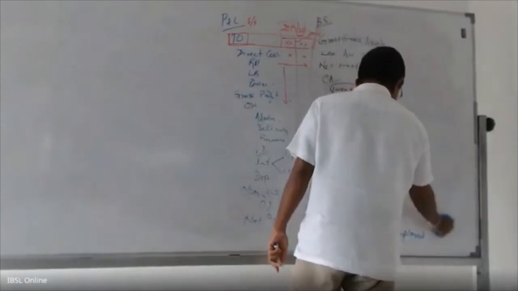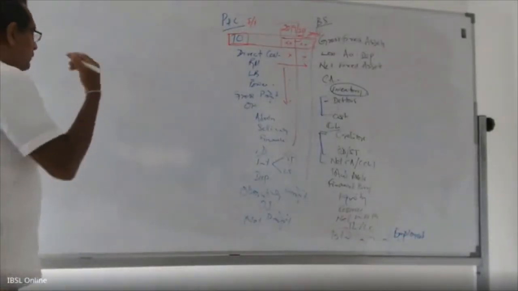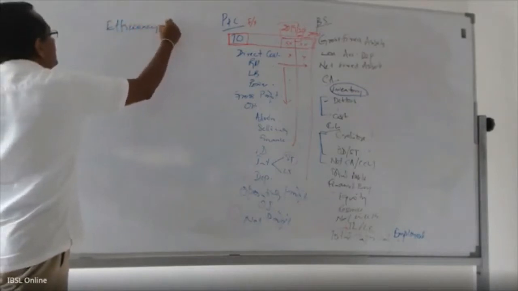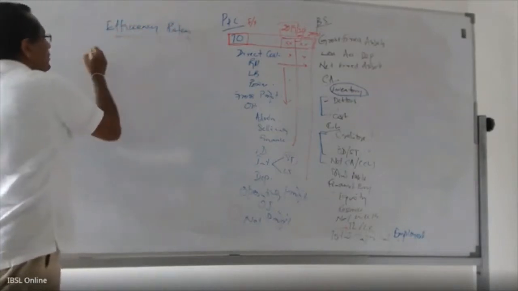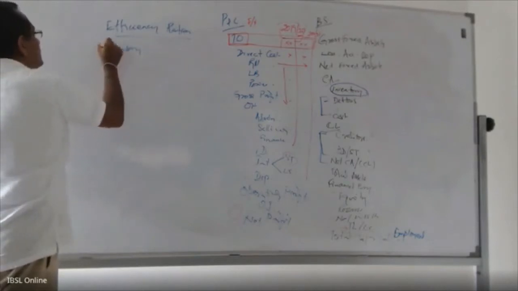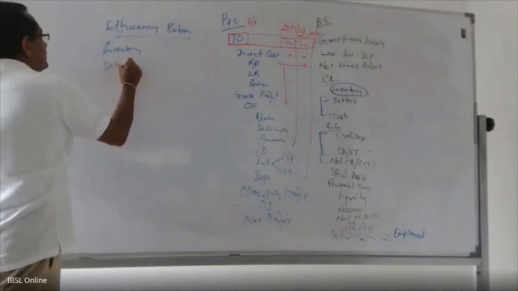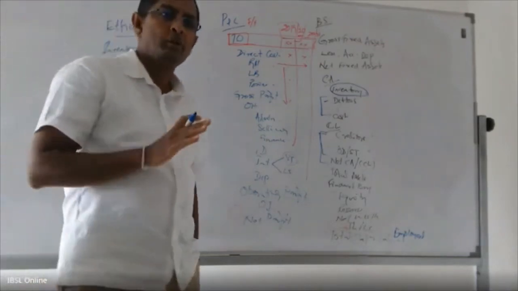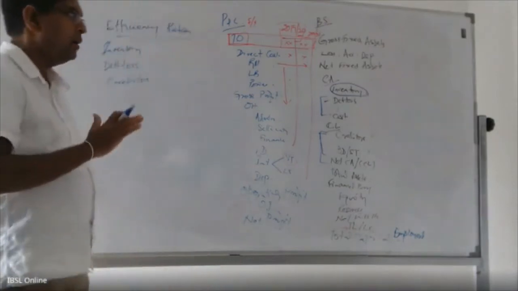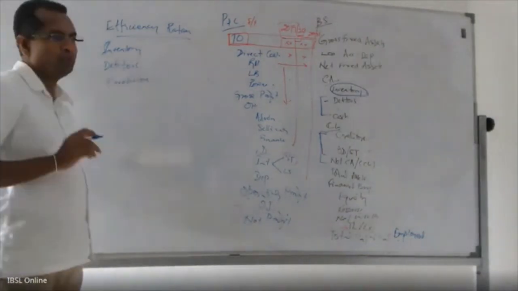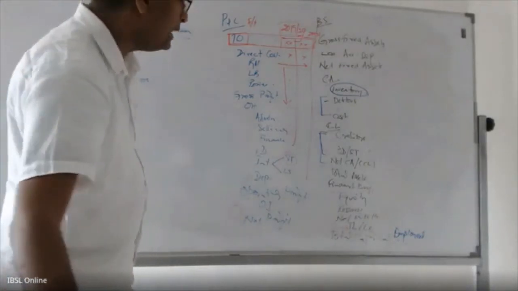Then we have something called efficiency ratios. Within the current liquid ratios, we have efficiency ratios. We deal with inventory. These ratios are very, very important. Inventory, debtors, and creditors. And these ratios are very important. Why? We are evaluating the performance of the management and the strategies of the management using these ratios. First ratio is inventory related.